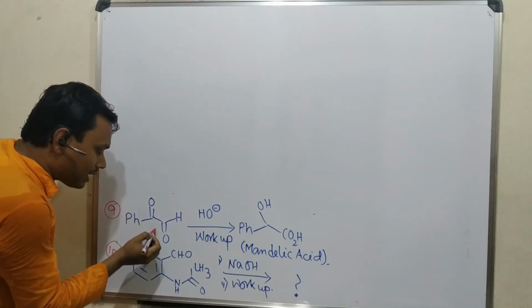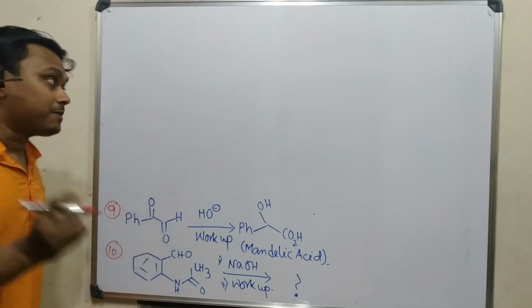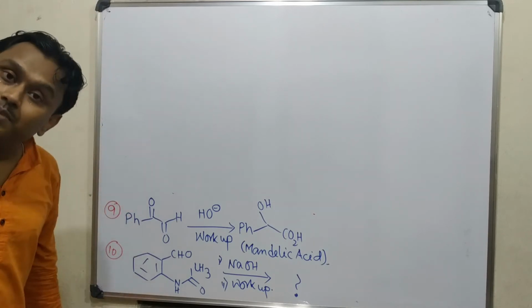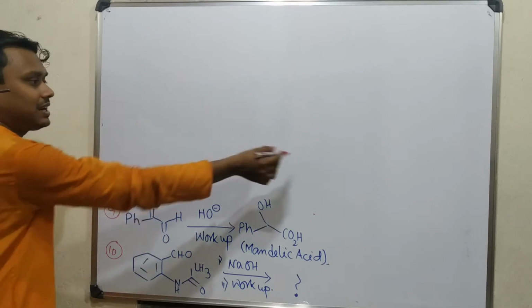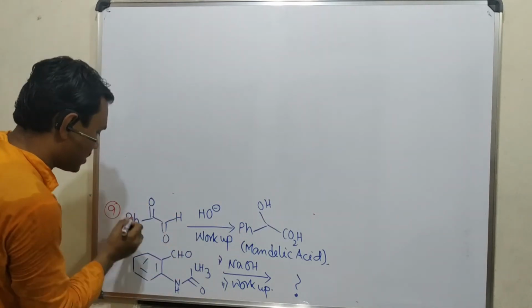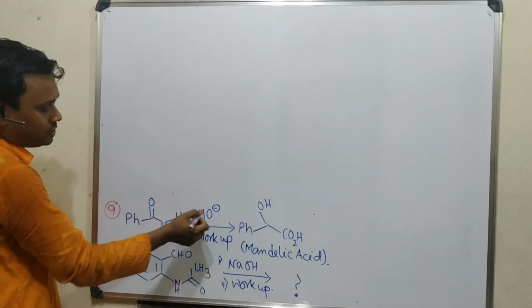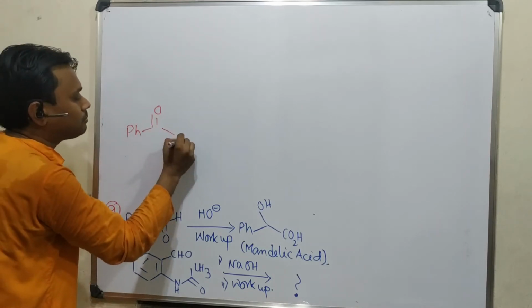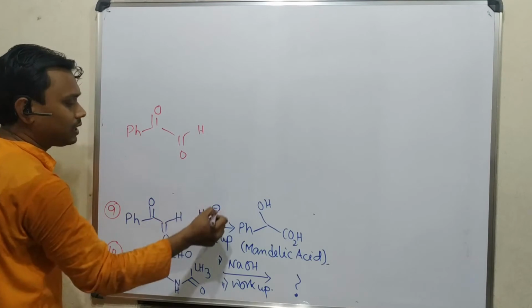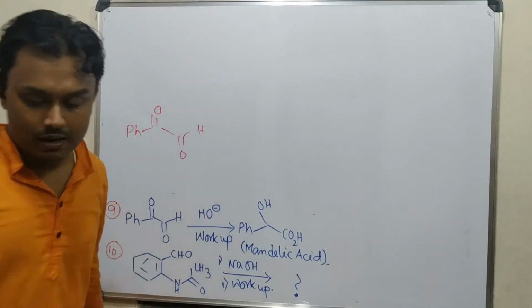This is a dialdehyde, but previously I took glyoxal, which was symmetrical, meaning both sides are the same. Here it is not the same. Glyoxal and these are symmetrical, but this one is not. One side is phenyl. Now the question: there is a chance both sides can be attacked by the OH. So where will OH attack?